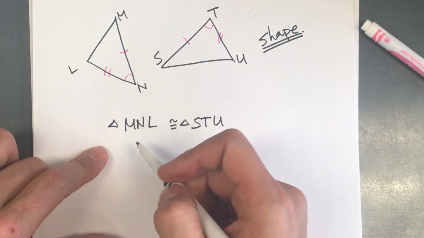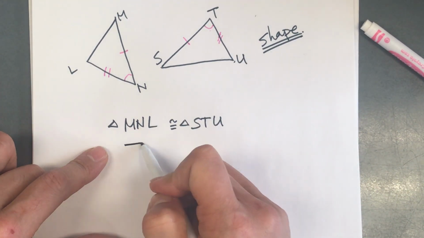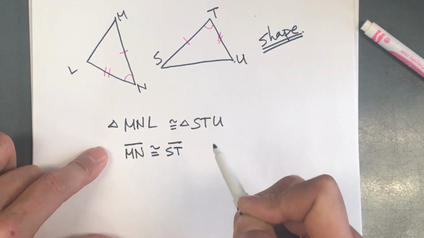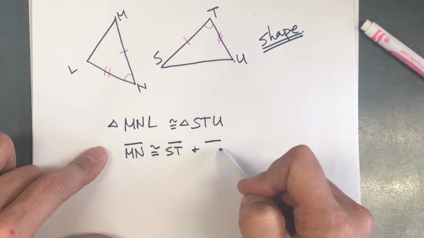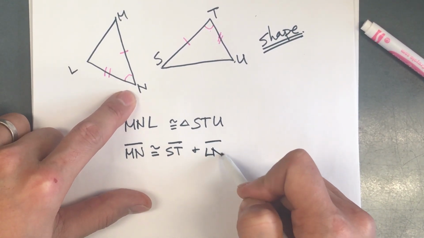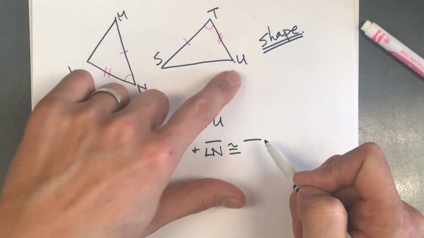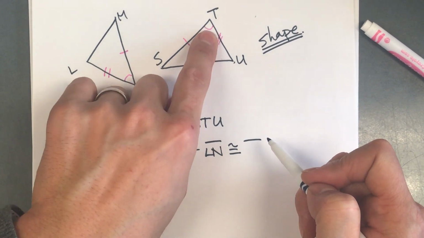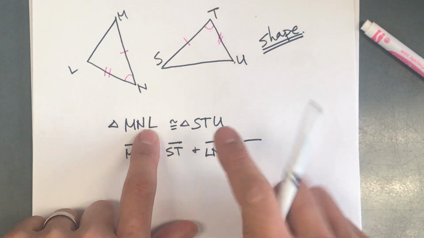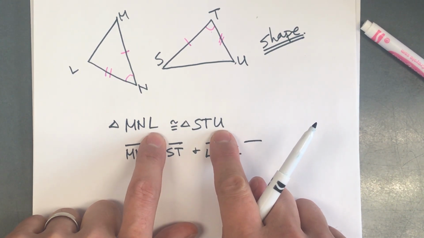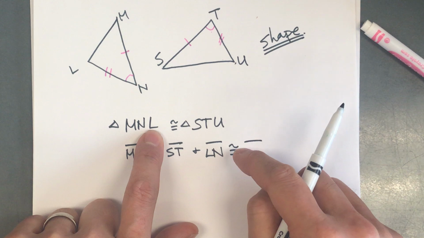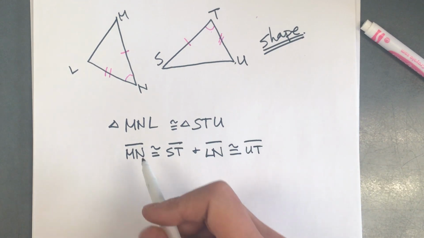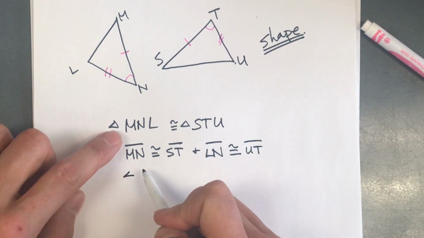So now let's write other things. What we know here is segment MN is congruent to segment ST, and segment LN is congruent to segment UT, not TU, because I didn't start out with the corresponding angles here. I started out with these. As you see, L corresponds to U because it's the last letter. If you start writing down L and then N, you have to do the same thing, U and T. So segment UT.